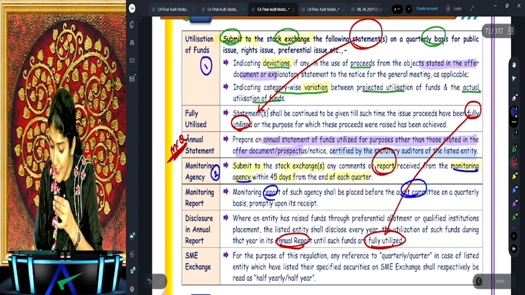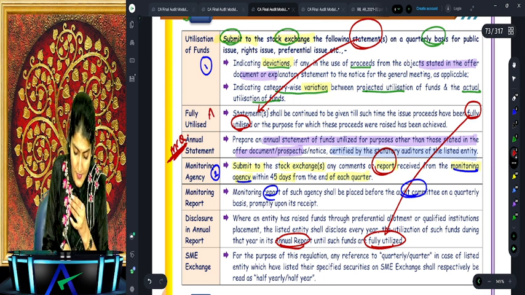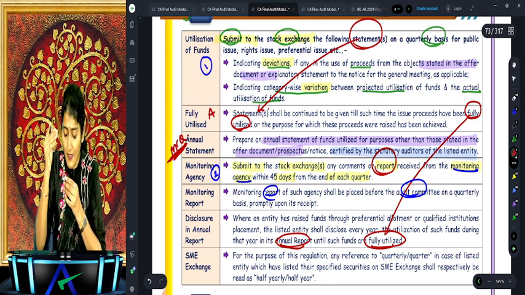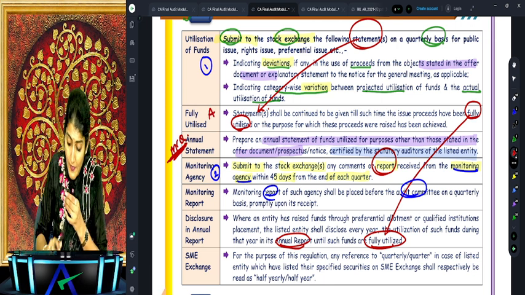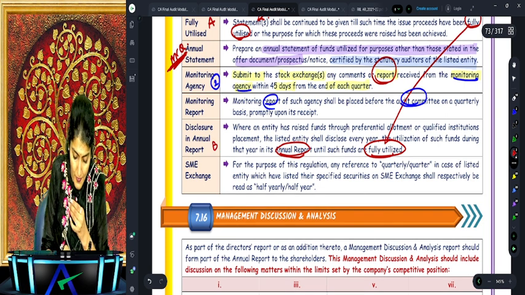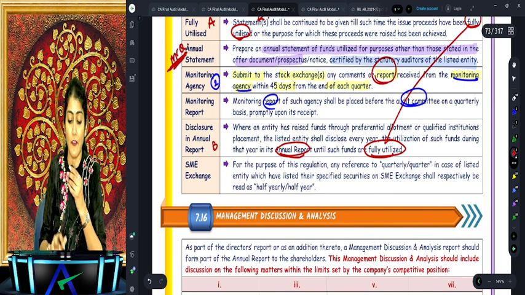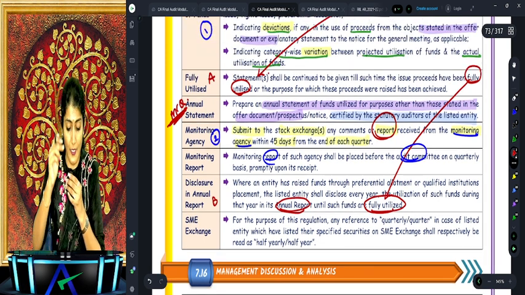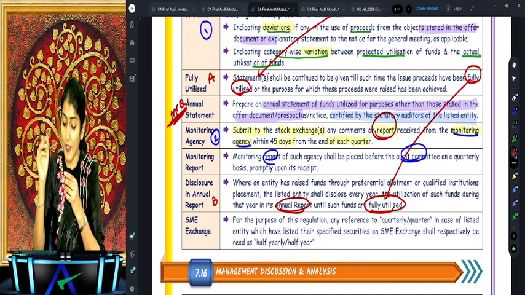Then this statement is to be submitted to the stock exchange till the time the funds are fully utilized, and the details are also required to be given in the annual report till the time the funds are fully utilized. Are you understanding 1, 2 and AB? I've created a pair over there.